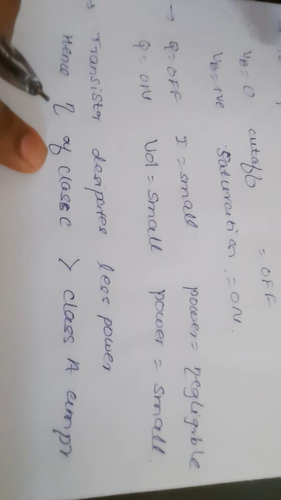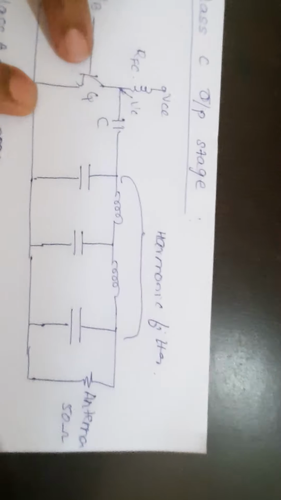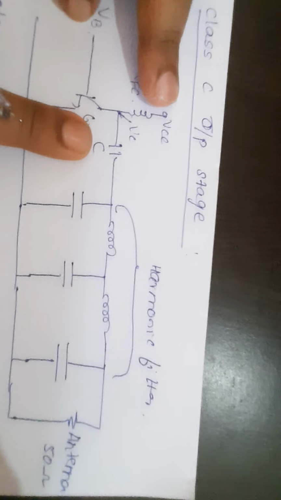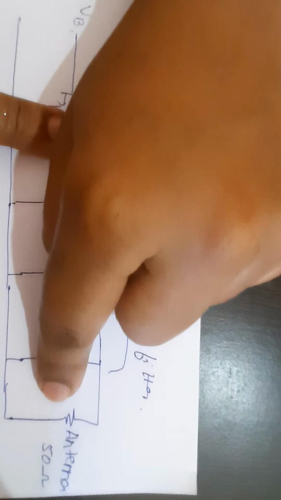I'll repeat once again. This is the circuit diagram of Class C output stage where we have a transistor, capacitor, inductor, base voltage is given, VCC is given, and this is a harmonic filter. And the load is an antenna.